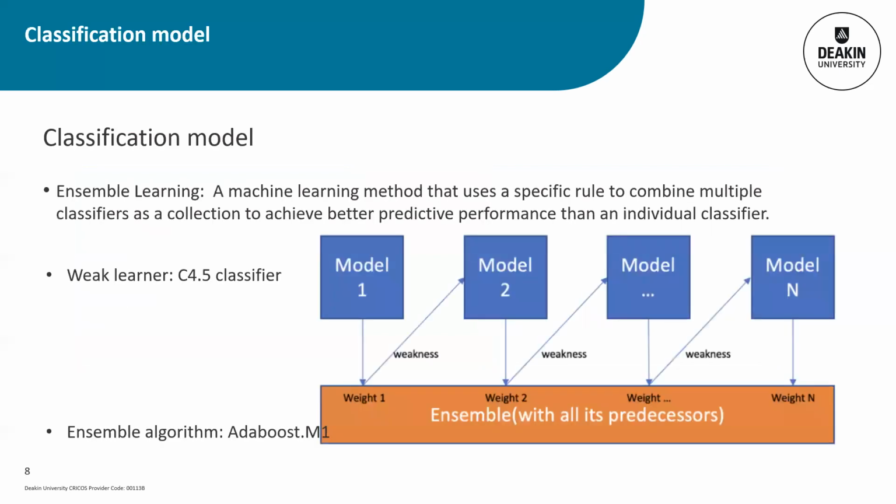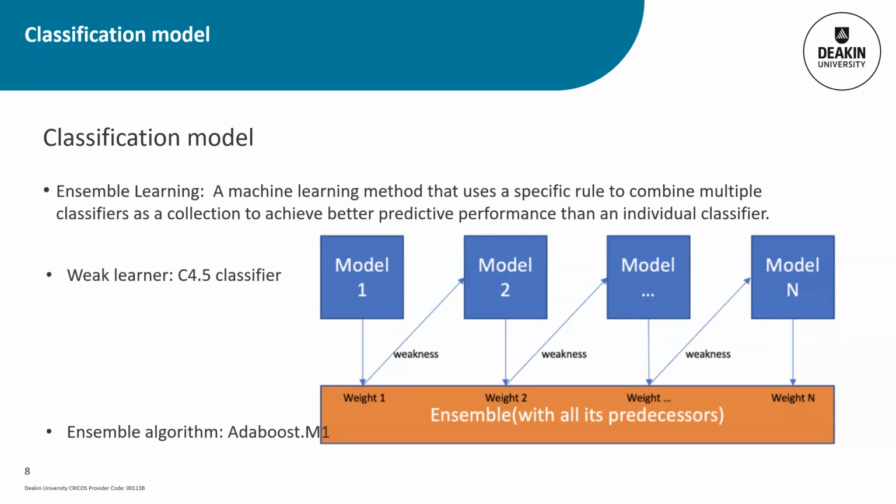We chose ensemble learning to train our classifier. Ensemble learning is a machine learning method that uses a specific rule to combine multiple classifiers as a collection to achieve better predictive performance than an individual classifier. The idea of ensemble learning is that even if a weak classifier obtains an incorrect prediction, other classifiers can correct it. AdaBoost.M1 is a typical ensemble learning algorithm that has been widely used to solve multi-classification problems because of its good performance, low complexity, and good resistance to overfitting.